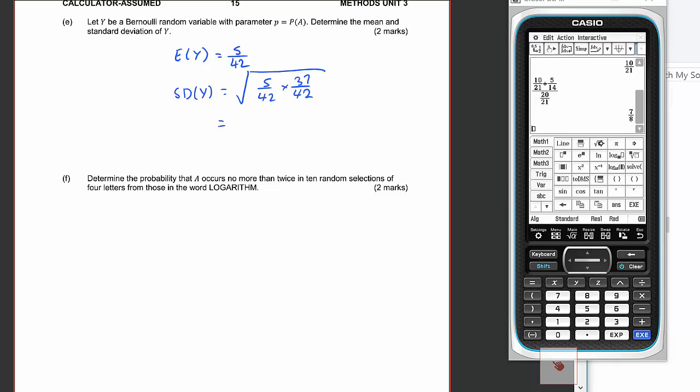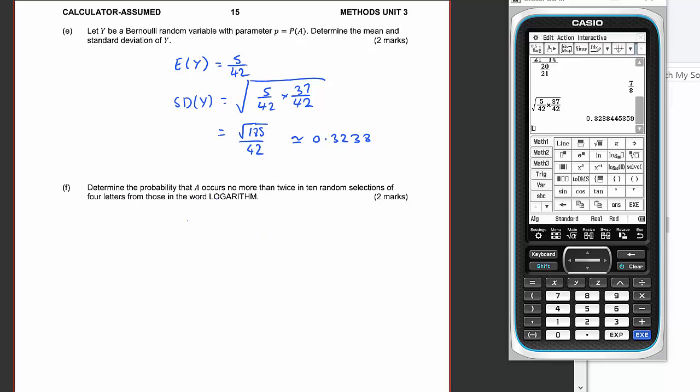So we'll just calculate that. So square root of 5 over 42 multiplied by 37 out of 42. I suspect in standard mode it's not going to make much of that. Oh, it's done it. So that's root 185 out of 42, and it might be best just to give that one as a decimal. So 0.3238 would work nicely there.